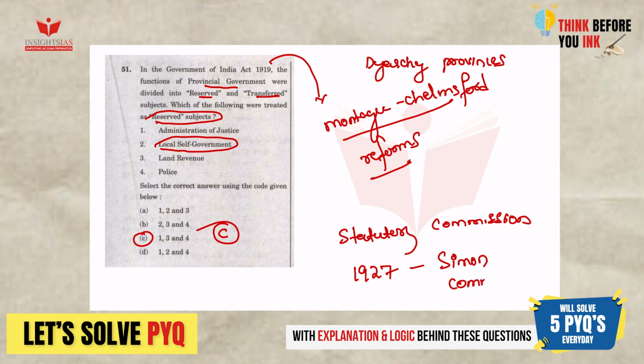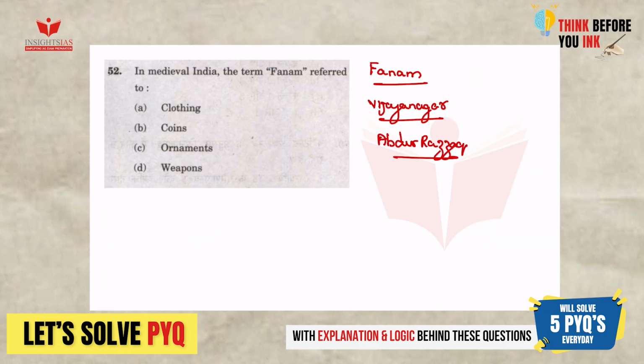The Simon Commission was opposed by most of the political parties in India, but there were only two parties which agreed to work with the Simon Commission. That was the Justice Party in the southern part of India, and the Unionist Party in the northwest frontier province. So this is the basic information you can recollect with respect to this particular question. So the answer for this question is C. Let's move on to the next question.